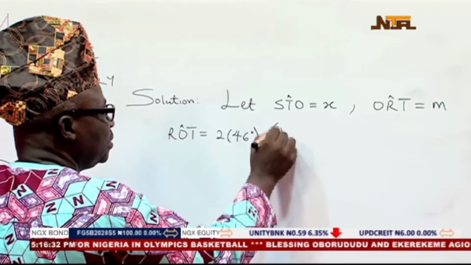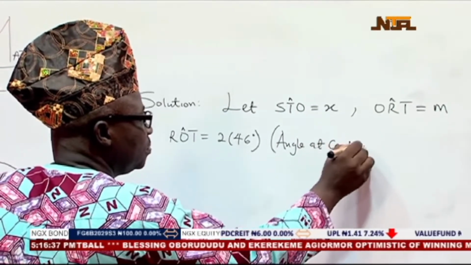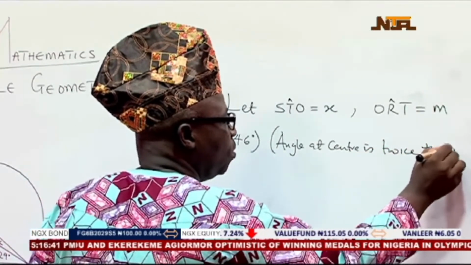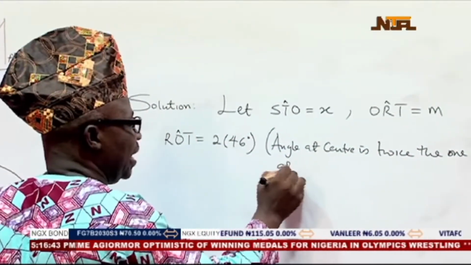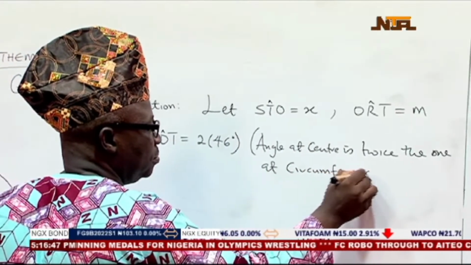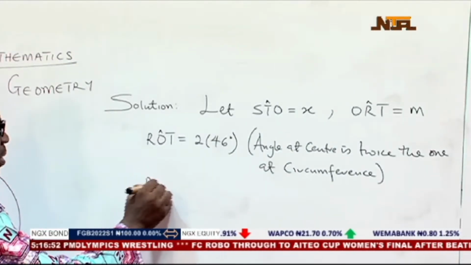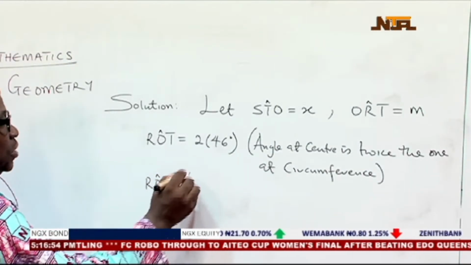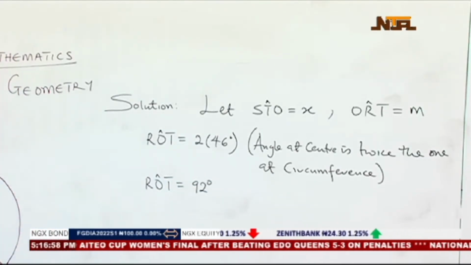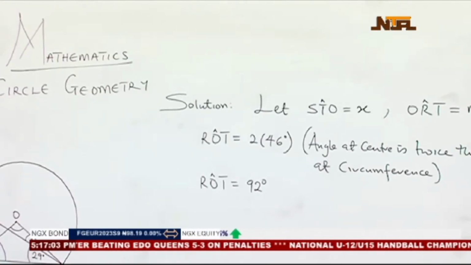Reason for that, angle at center is twice the one at circumference. So that means ROT is going to be 92 degrees. That is, this angle here is 92 degrees.